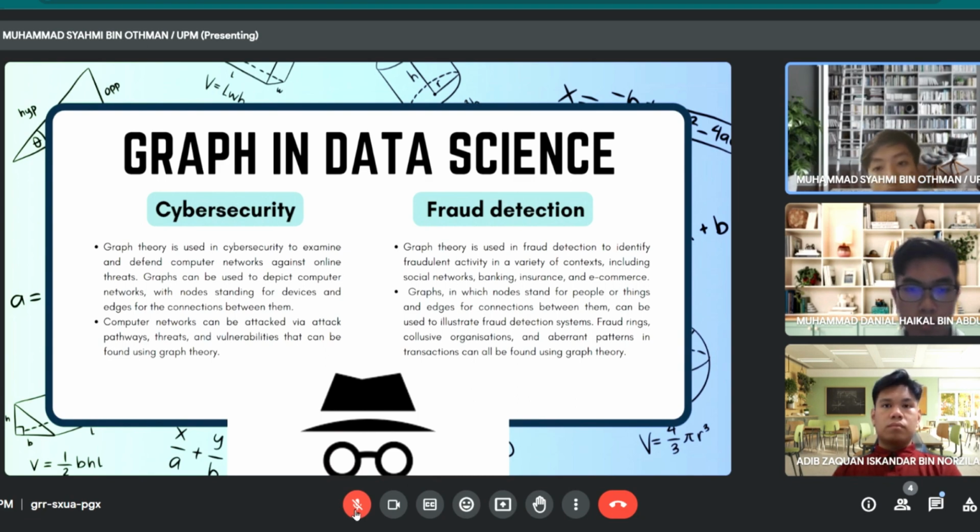And the last one is fraud detection. Basically, graph theory is used in fraud detection to identify fraudulent activity in a variety of contexts, including social networks, banking, insurance, and e-commerce. Graphs in which nodes stand for people or things and edges for connections between them can be used to illustrate a fraud detection system, and fraud can be detected easily using graph theory.